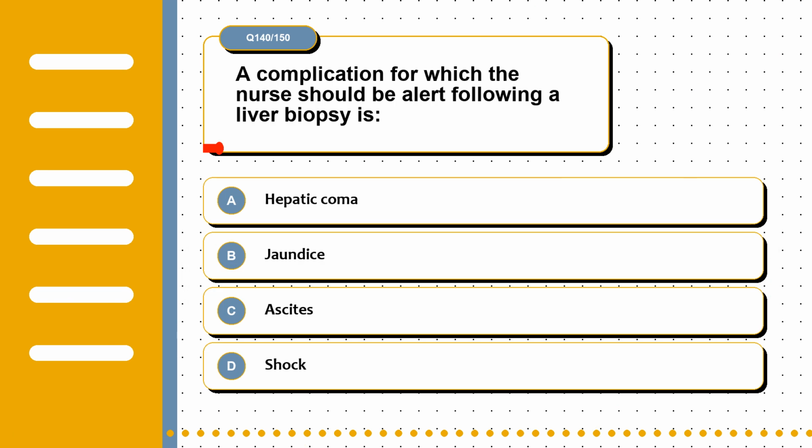Question 140. A complication for which the nurse should be alert following a liver biopsy is. Here are the options. Option A. Hepatic coma. Option B. Jaundice. Option C. Ascites. Option D. Shock.